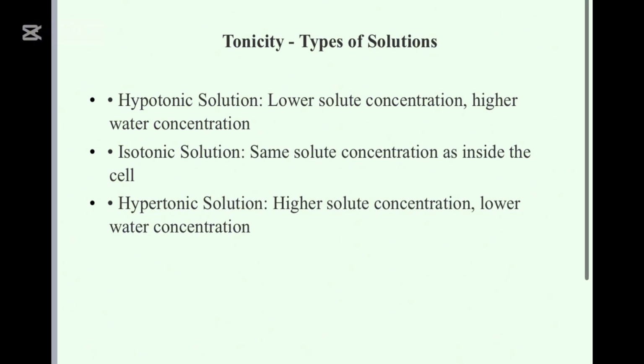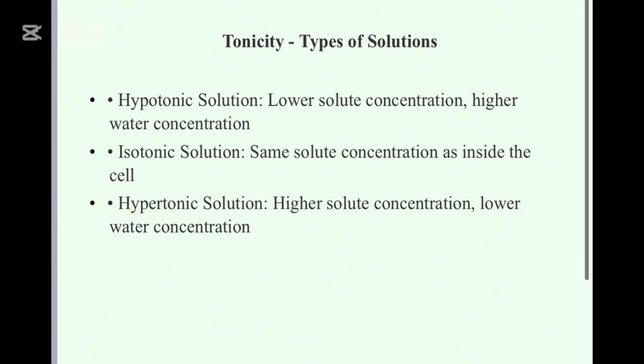Now let's go to isotonic solution. What is an isotonic solution? Same solute concentration as inside the cell. Now, what does this mean? It simply means that the amount of solutes or water present within a cell is in equilibrium with the cell environment, which simply means none of them is higher than the other. They are in an equilibrium state. That is what isotonic solution means.